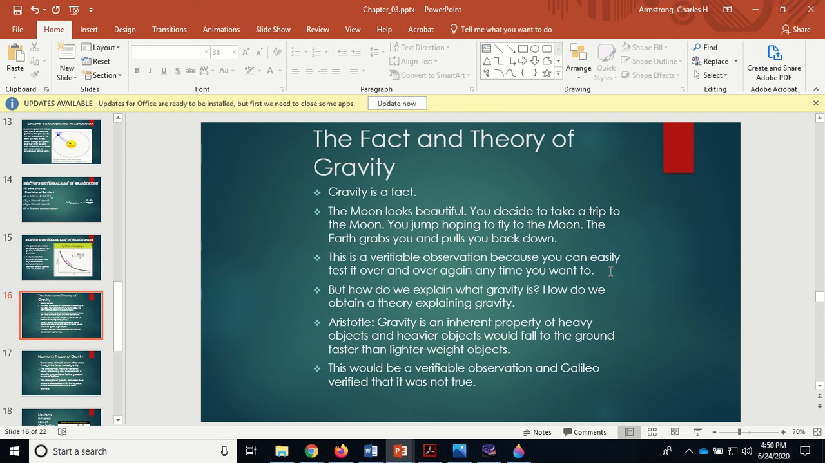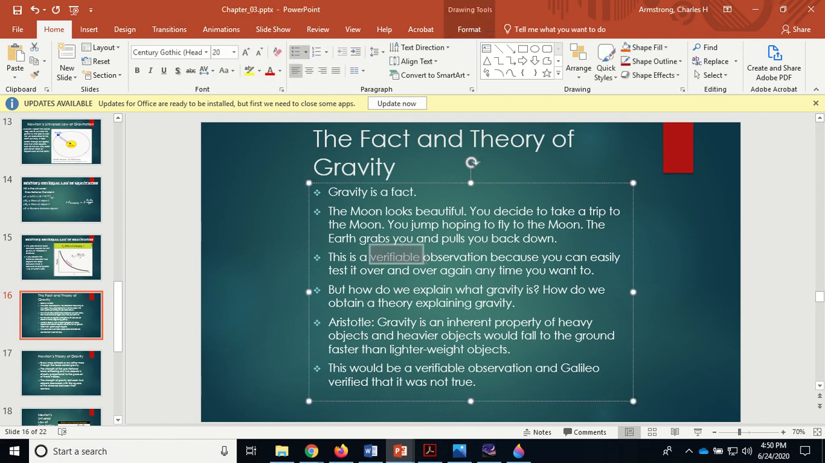You got to have a verifiable observation. Verifiable, that's where Aristotle failed. They didn't verify it. They never tried it, apparently.